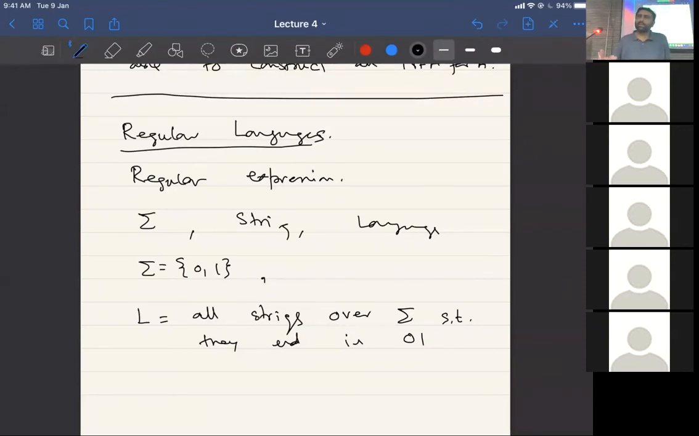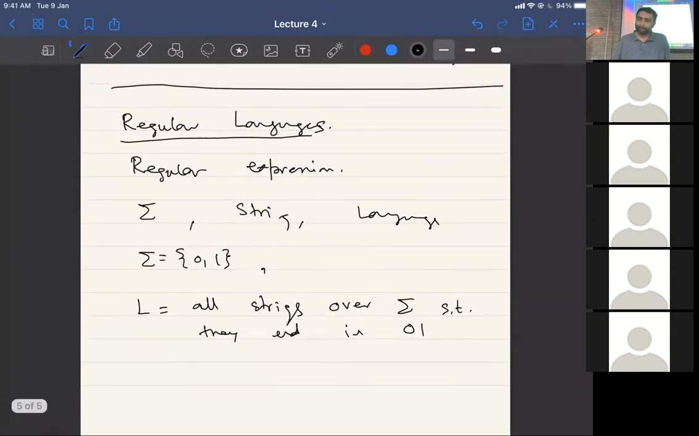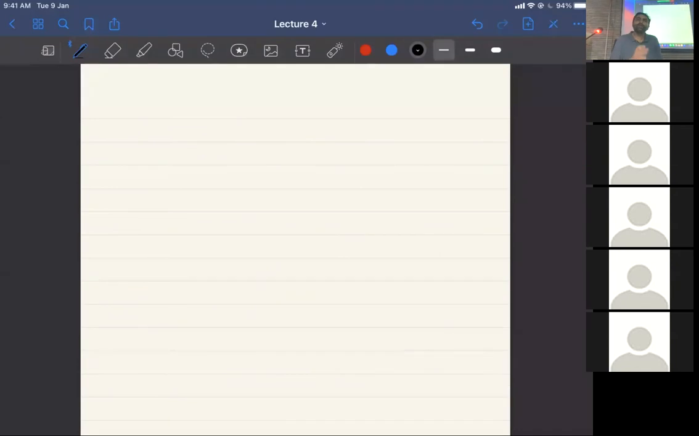So what strings are in this language? Is 0 in L? No, it is not. Is 1 in L? No. Is empty in L? No. Okay, so what are the strings? You can have any string, but the only requirement is that at the end of the string must be 0 and 1. So 0, 1 is in L, right? 0, 0, 1 is in L. 1, 0, 1 is in L, and so on and so forth. There are infinitely many strings which are in L, okay?